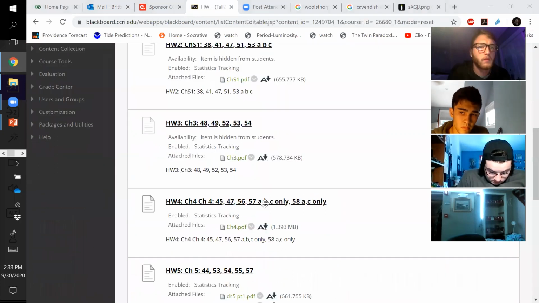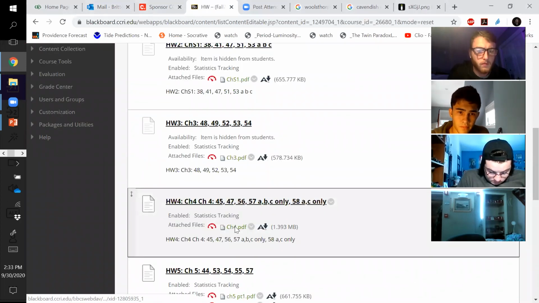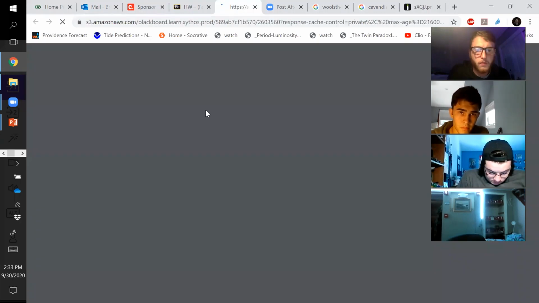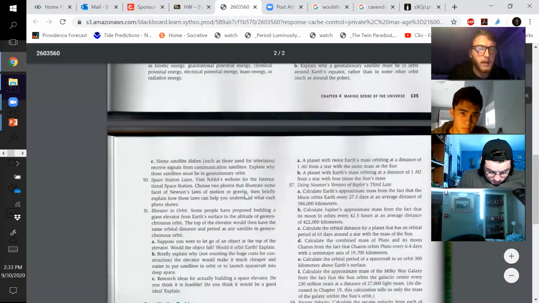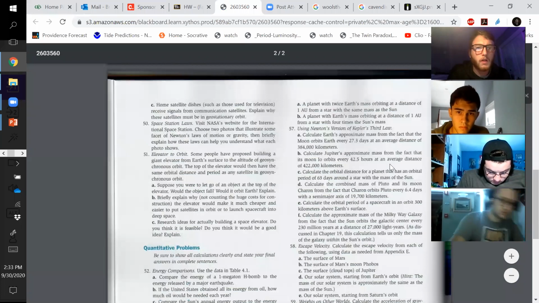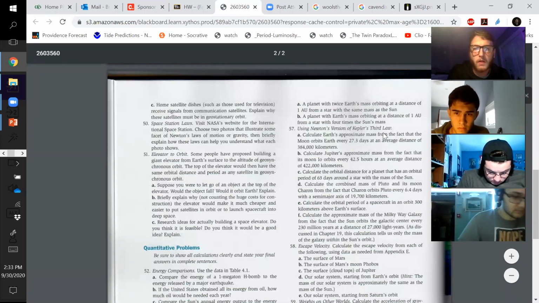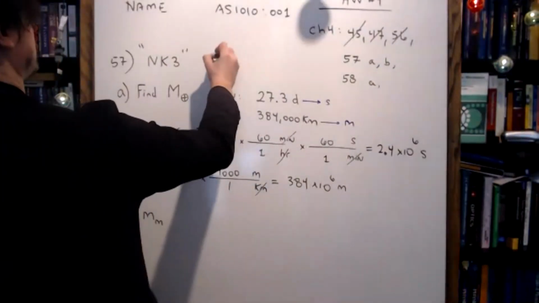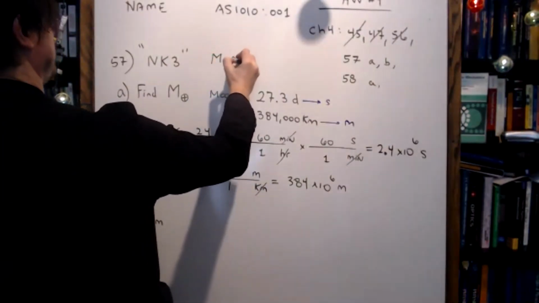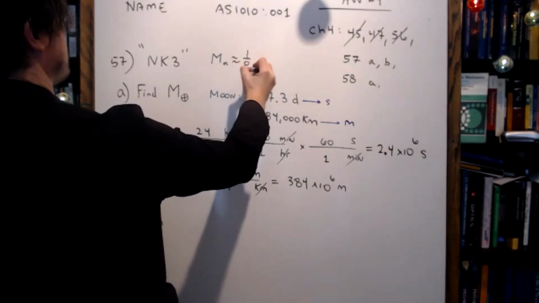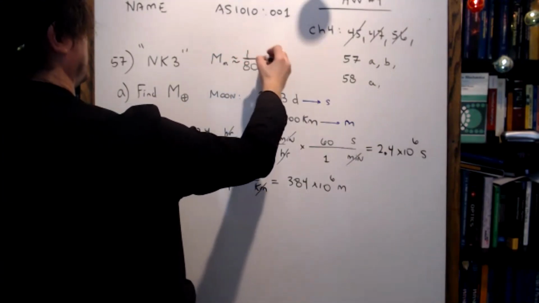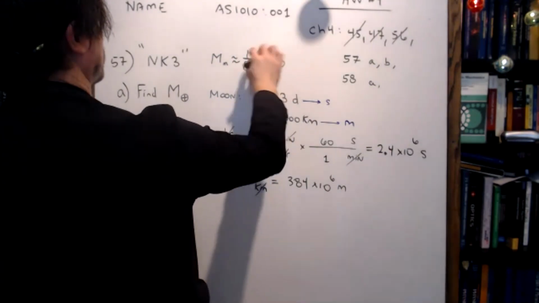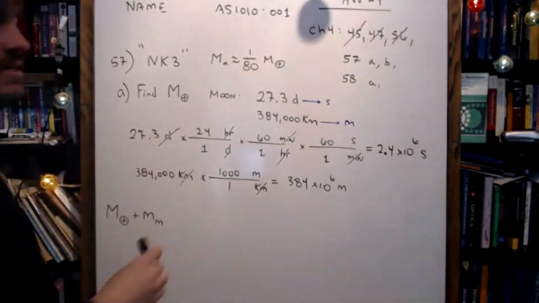Maybe they've changed it in this edition, but chapter 4, what number was this? 57? Yes. Oh, wow. Back in the day, they used to give you a hint there. So, hey, Noah, what if I give you the hint instead? What if I were to tell you that the mass of the moon is, approximately speaking, 1/80th of the mass of the Earth? Is that something we can deal with?